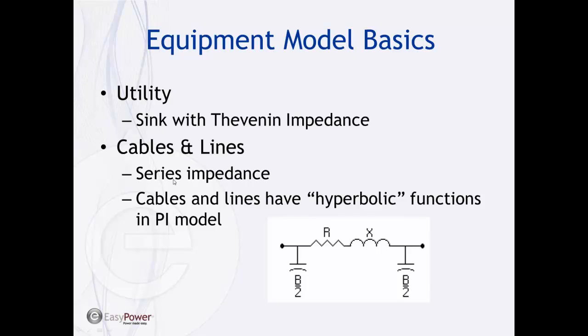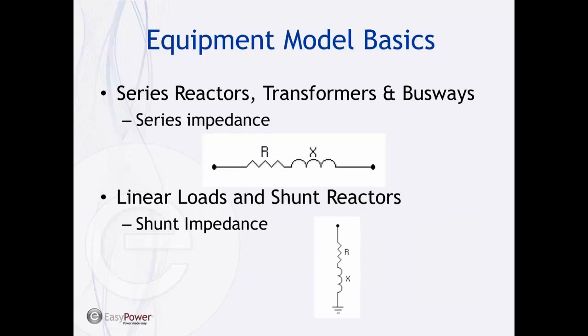Cables and lines are treated as series impedances. And here's a circuit diagram for that. We treat it as a pi model, but we use the hyperbolic functions just like in the transmission line. That represents a more accurate model for higher harmonics. For series reactors, transformers, and busways, we just take the resistance and the reactance values as a series impedance. For linear loads and shunt reactors, we treat it as a shunt or a sink.